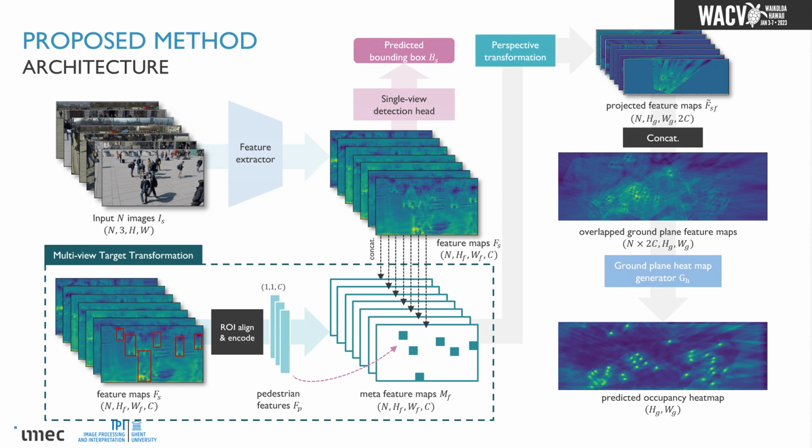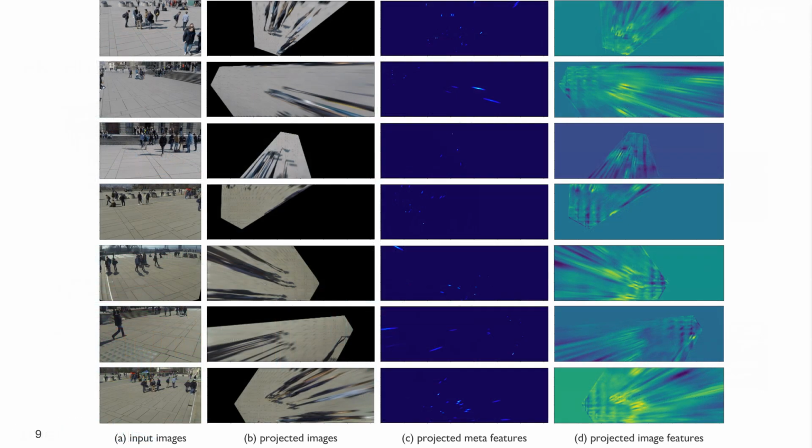predicted occupancy map. This procedure can be easily added into many state-of-the-art methods if the method contains single view detection and perspective transformation. They can easily plug our proposed module into their method to boost the performance.